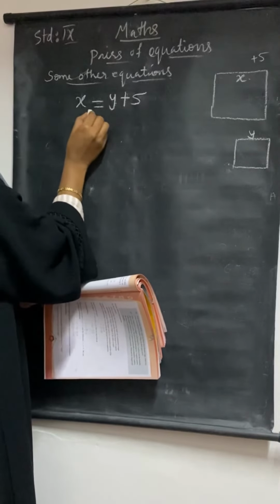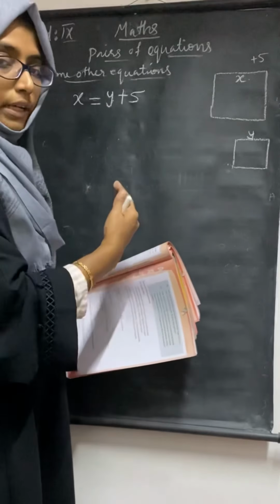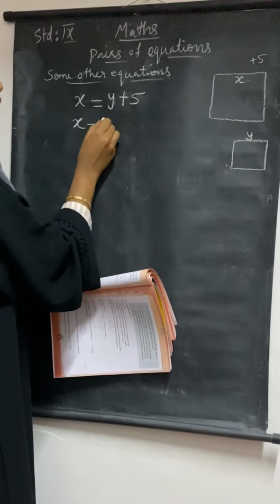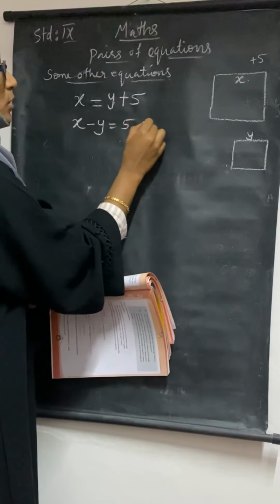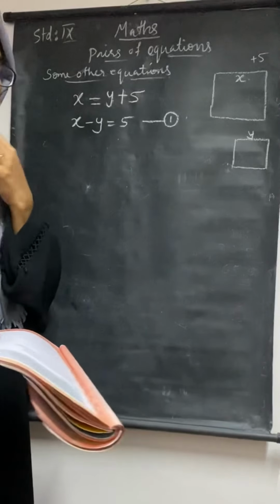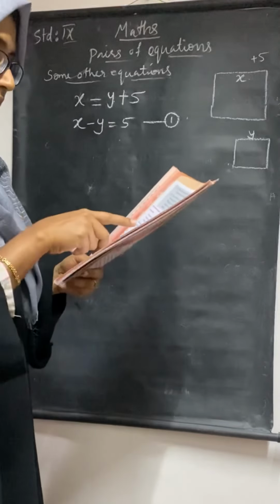How? I can bring y here, meaning all the alphabets are brought together. So x stays positive and y becomes minus. So x minus y is equal to 5. This is your equation 1. So from the first condition you got the first equation. Now we'll see the second condition.